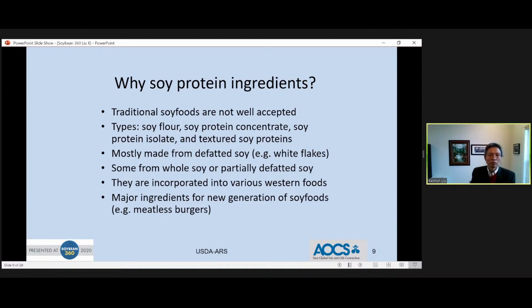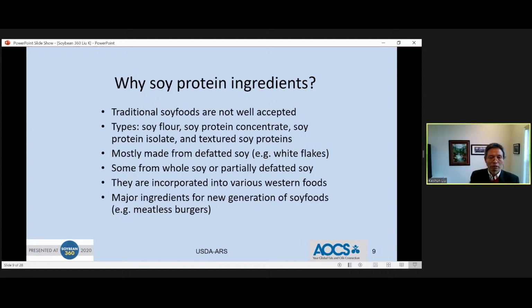This is mostly made from defatted soy, like white flakes. Some are from whole soy or partially defatted soy. I mentioned soy cakes, so they are incorporated into various Western foods. As we talked about in this morning's session, two to three speakers talk about meat analogs.